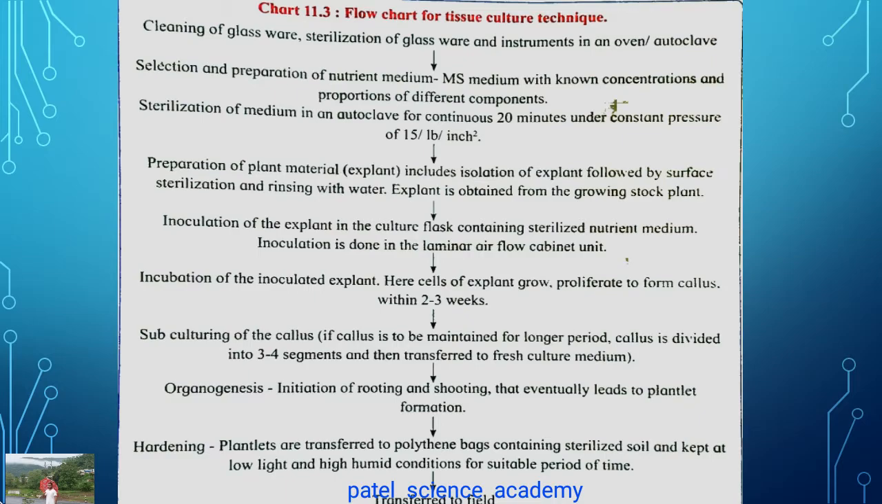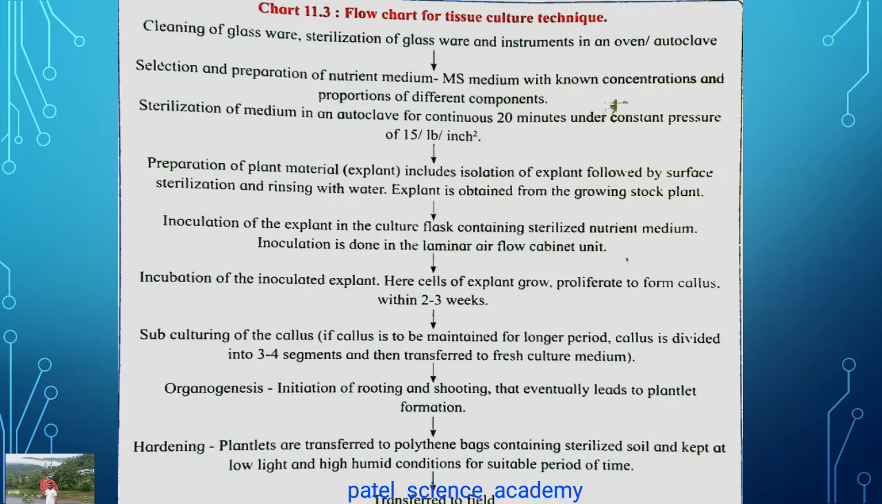So dear students, based on the nature of the explant, there are three types of tissue culture. That is cell culture, if you have selected a cell as an explant; organ culture, if you have selected an organ; and embryo culture, if you have isolated the embryo for the tissue culture. Based on the type of in vitro growth, there are two types: callus culture in the solid medium and suspension culture in the liquid medium. So it may be callus culture and it may be suspension culture.